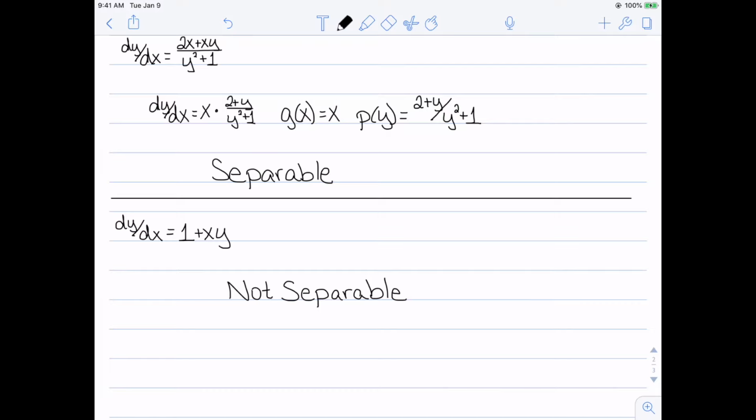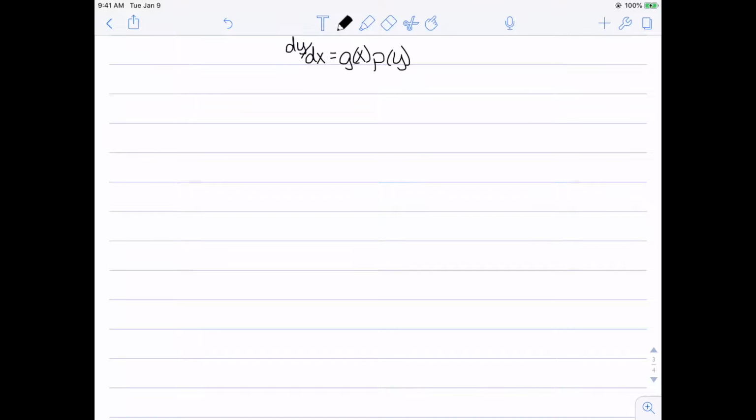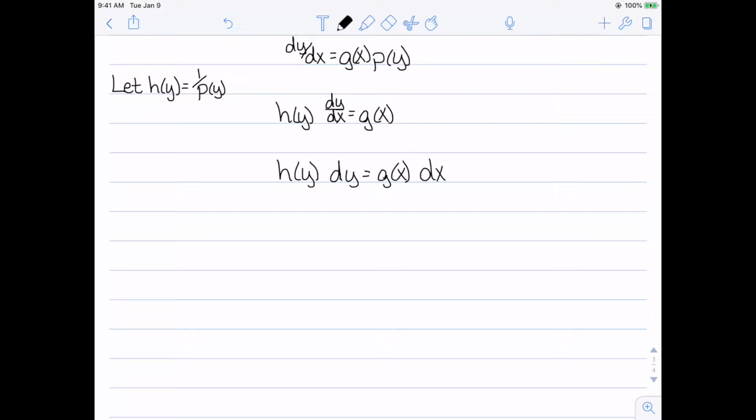So now that we've talked a little bit about what separable means, let's look at how to solve them. We know we have a separable differential equation, so we know it can be written in the form dy/dx = g(x)p(y). And I'm going to let h(y) be equal to 1 over p(y). So if I multiply both sides by h(y), I get h(y) dy/dx = g(x). I'm also going to multiply both sides by dx. So I now have h(y) dy = g(x) dx.